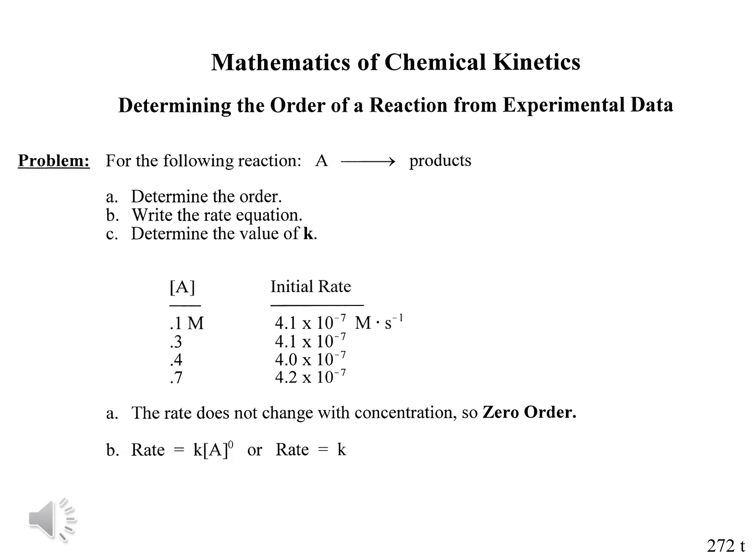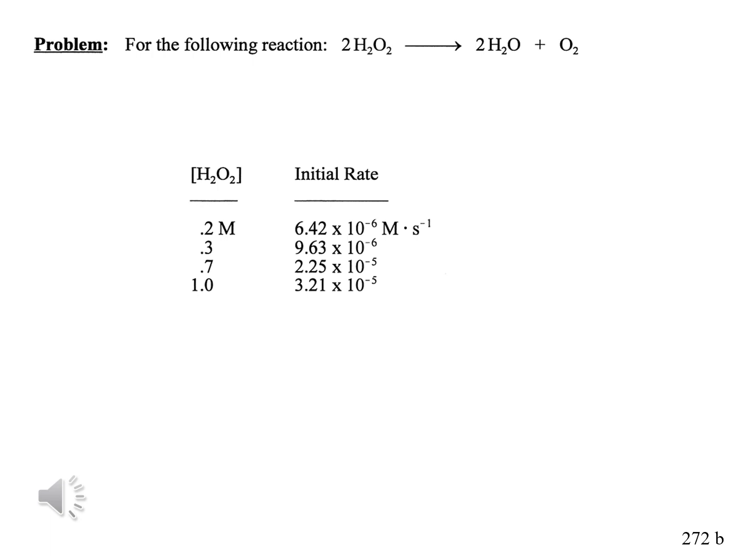You write a zero-order rate equation by starting out rate equals k, and you can either write concentration of A to the 0 or not, because the concentration of A to the 0 is 1. And since the rate equals k, there's no calculating. The k value simply equals any of the rates. That previous one is kind of almost like not even a problem, but that's where we start with zero order. The time when the math is interesting is when the rate actually does change with concentration.